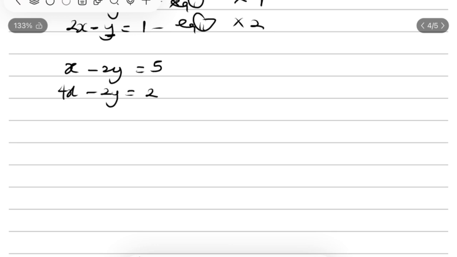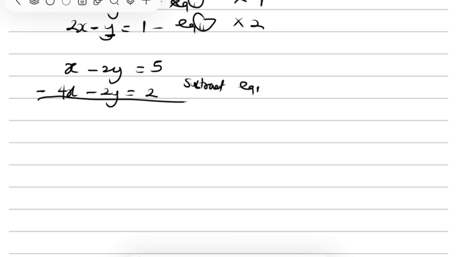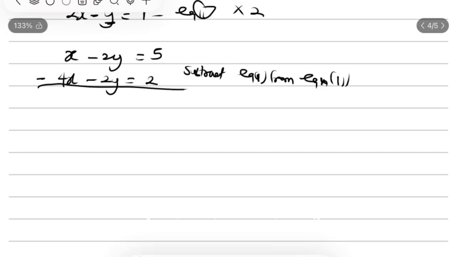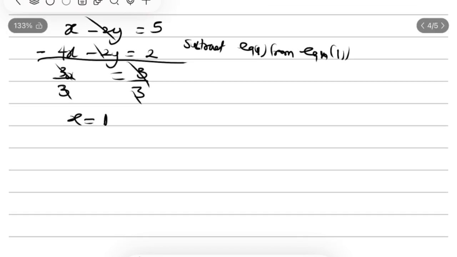So since they are now the same, we can now subtract. Let's subtract equation 1 from equation 2. So in this case, 4x minus x is going to give us 3x. And this one is going to be eliminated because negative 2y minus negative 2y cancel themselves out. So 5 minus 2 is going to give us 3. So you can take out this 3, which will give us x equals 1. So that's our x.